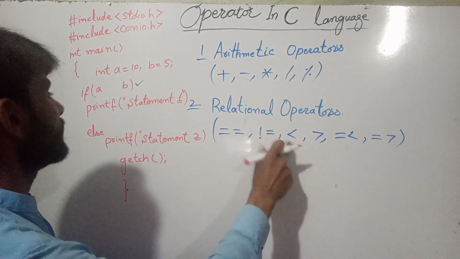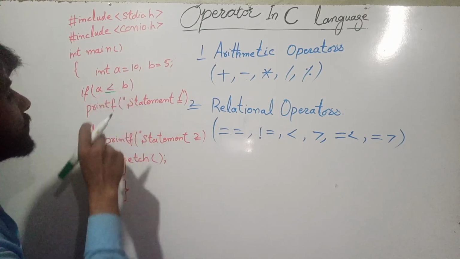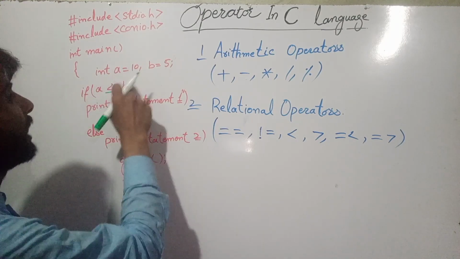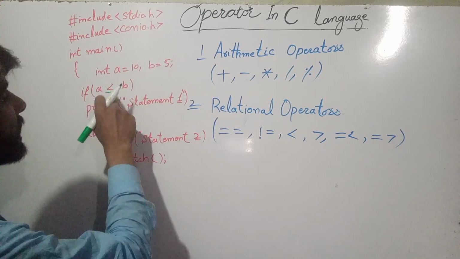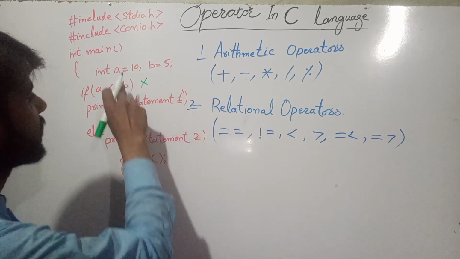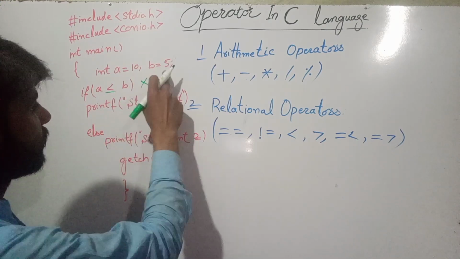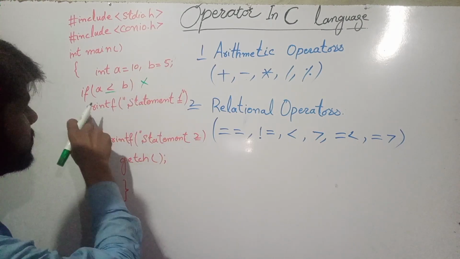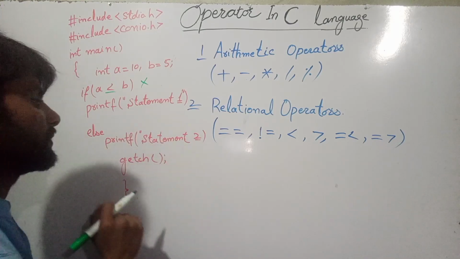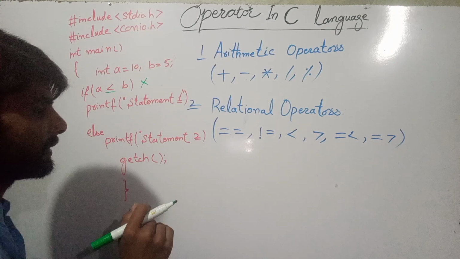Now I write the less than operator. Here a is 10 and b is 5. 10 less than 5 is a wrong statement because 10 is not less than 5, right? So that's why this statement will be skipped and the else statement will be executed. That is the centered statement, right?